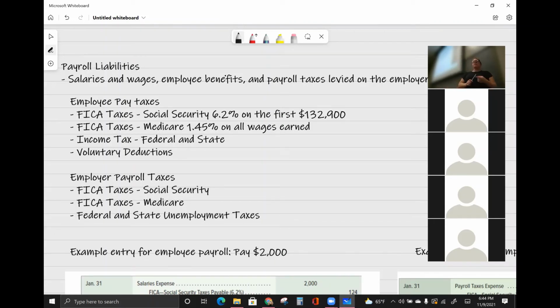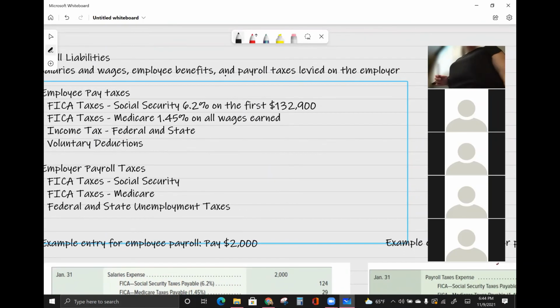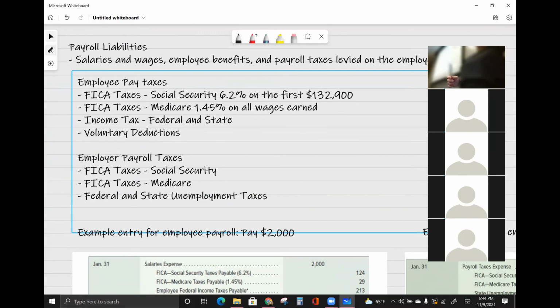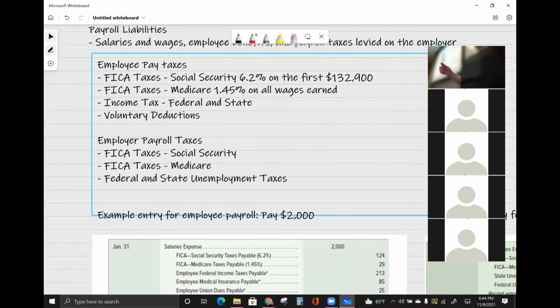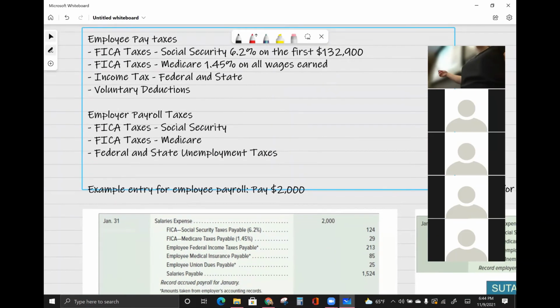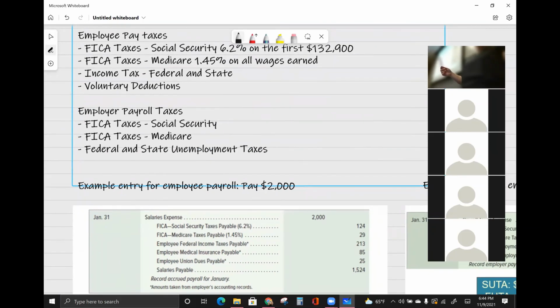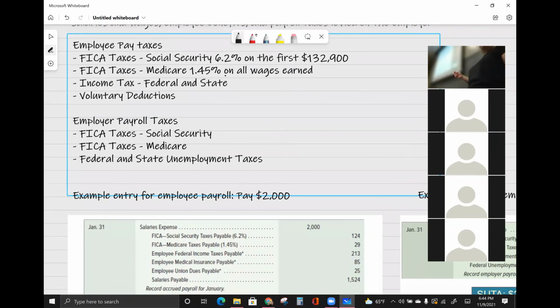So we have salaries and wages, employee benefits, payroll taxes that are levied on the employer. So basically we're collecting them. We have to pass them on for you. So we have the employee pay taxes, FICA taxes, which are Social Security and Medicare. The numbers that I'm using for this example are actually the numbers from 2019. I don't know if they've changed, but maybe.